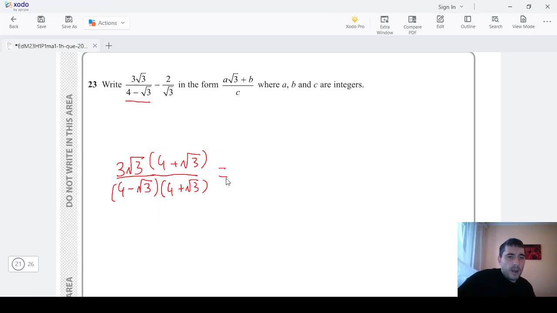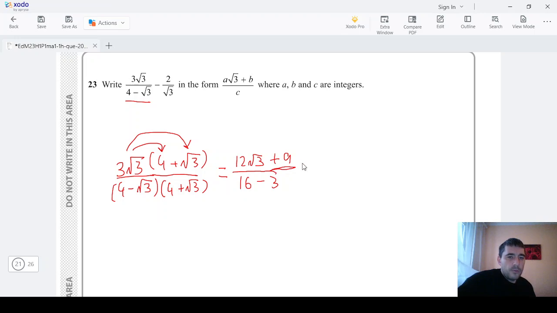Now expand the brackets on top, so we get 12 root 3, then multiply by 3 times root 3 squared, which will just give 3, so 3 times 3 makes 9, so plus 9 over there. On the bottom I can use the difference of 2 squares: 4 squared minus root 3 squared. 4 squared is 16, minus root 3 squared is 3.